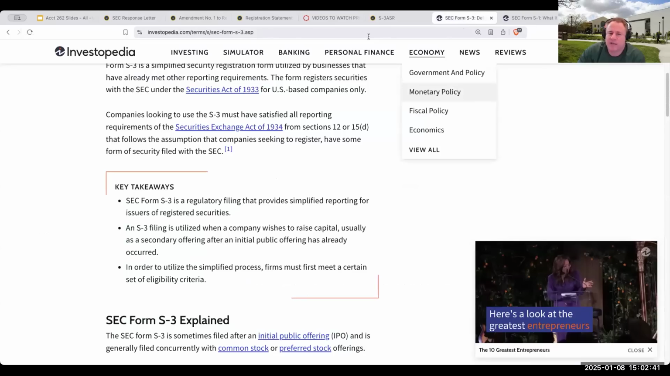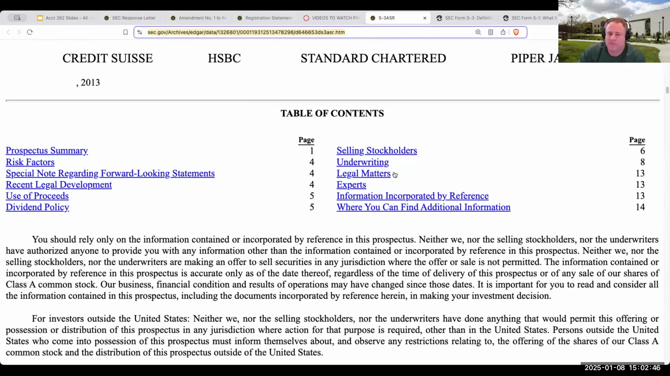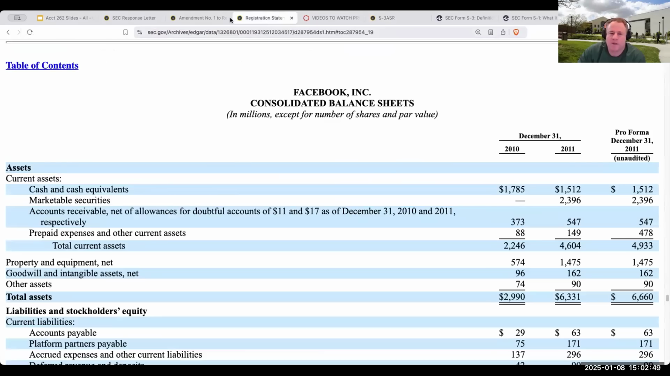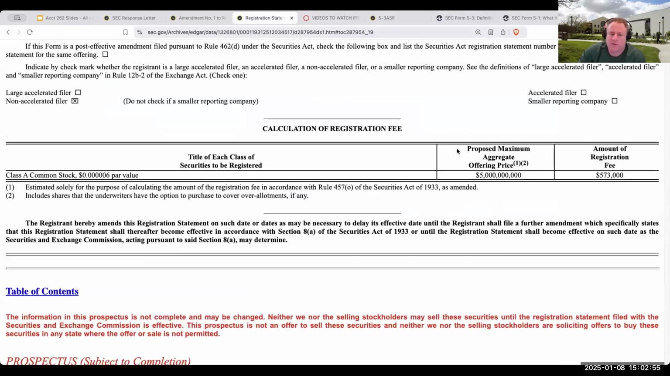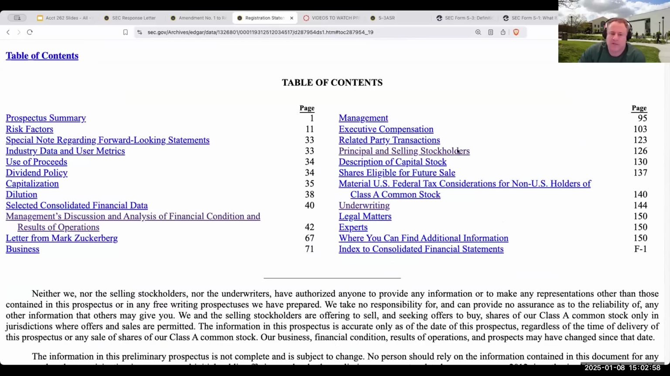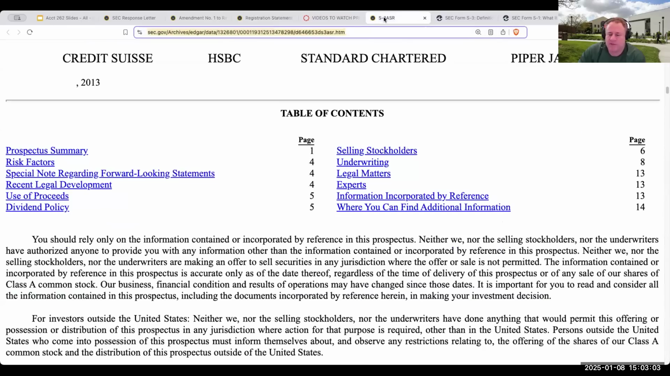But the Form S-3 itself is not nearly as long as the S-1. If we compare the table of contents between this and this, it's a pretty big difference between the two. So what does this S-3 do? If you're on the NASDAQ or if you're a seasoned issuer, you can use this form just to sell shares.